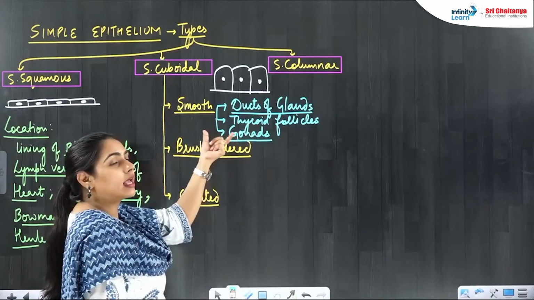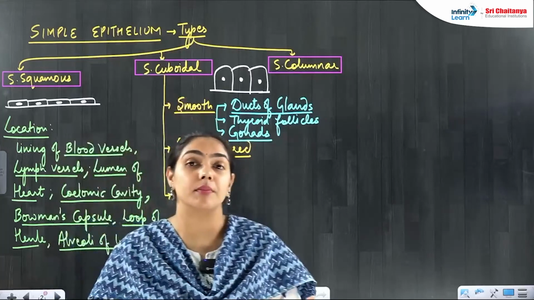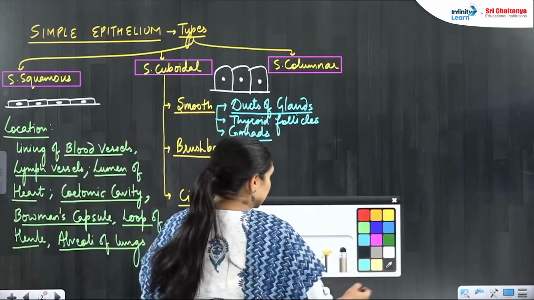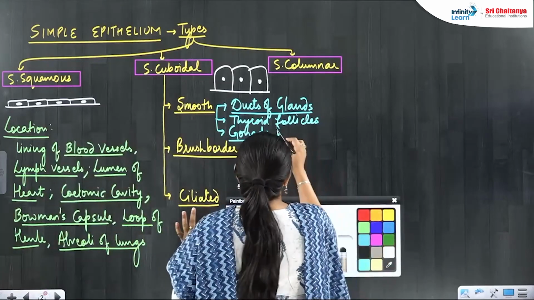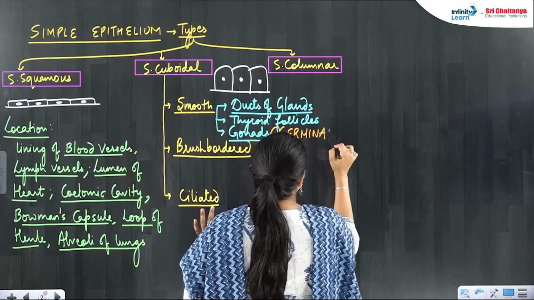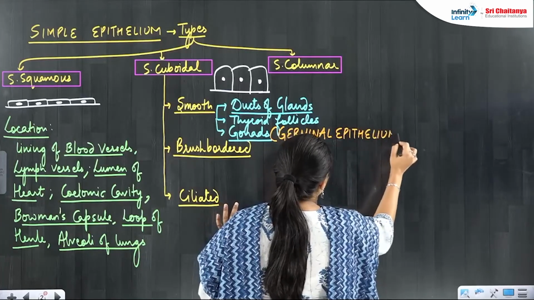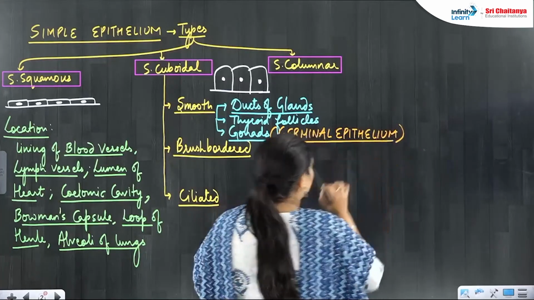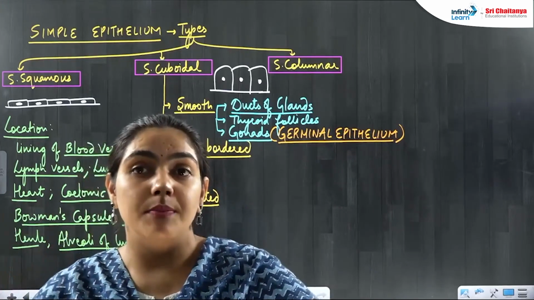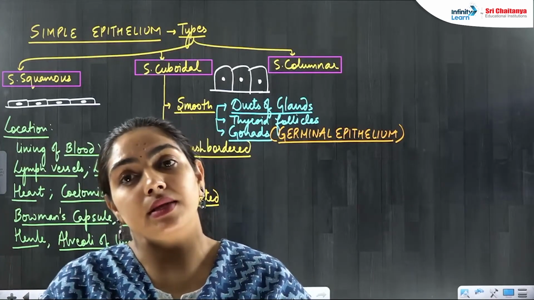Okay, it acts as both an exocrine and endocrine gland. These gonads also have cuboidal epithelium. This cuboidal epithelium here in the gonads can be named germinal epithelium. So if somebody asks you about germinal epithelium, you should be able to tell whether germinal epithelium is cuboidal epithelium or columnar epithelium or squamous epithelium.